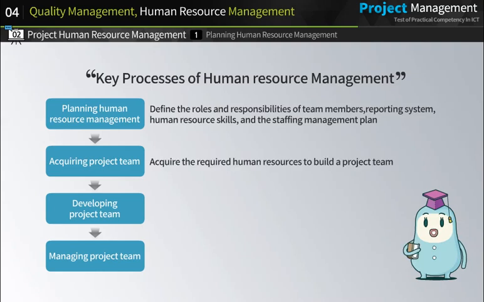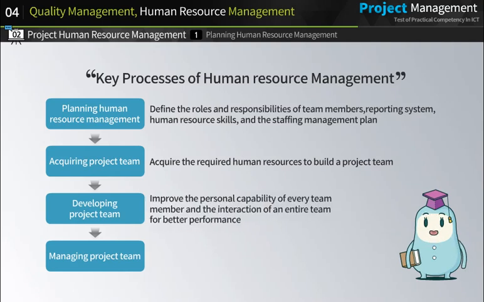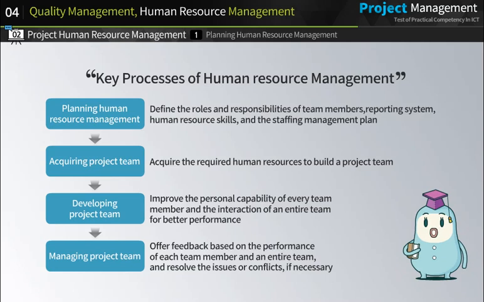Second, in the phase of acquiring project team, the required human resources are required to build a project team. Third, in the phase of developing project team, the personal capability of every team member and the interaction of an entire team are improved for better performance of a project. Lastly, in the phase of managing project team, the feedback is offered based on the performance of each team member and the project team as a whole, and the issues or conflicts are resolved if necessary.